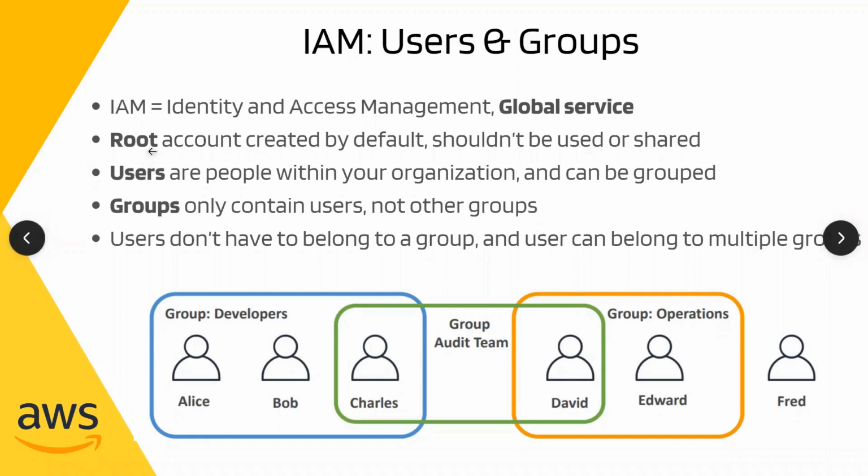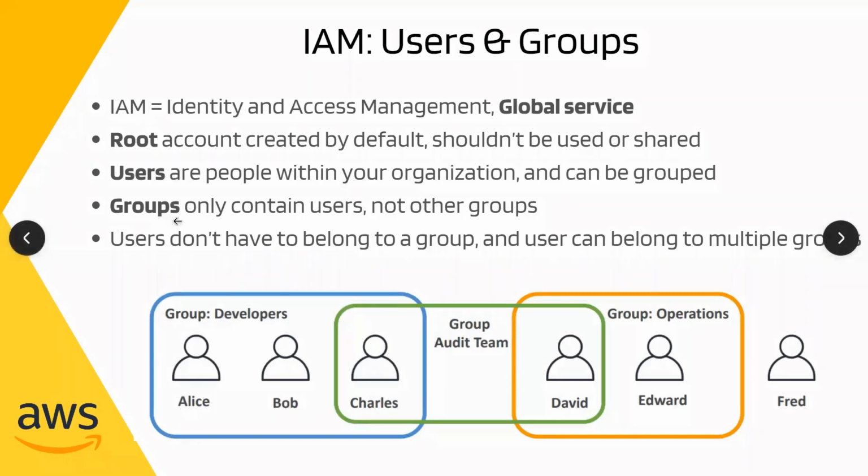What is root? If I create an AWS account, then first I will get a user which is named root. See, the root account is created by default. It should not be used or shared. Root is simply a default account which is created. And secondly, user. What are users? Users are people within your organization and can be grouped. It means that users are the persons. Like if I have a big organization and I have a developer, an audit person, multiple persons, I will make them users first, and then I will make a group.